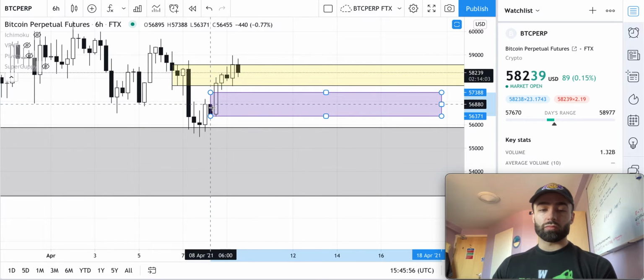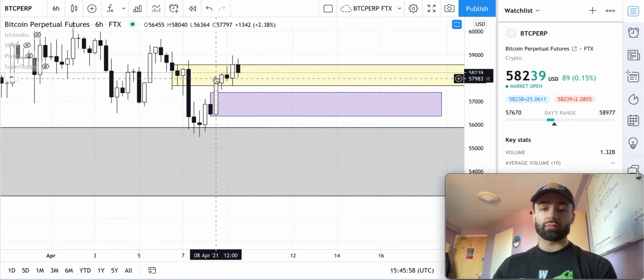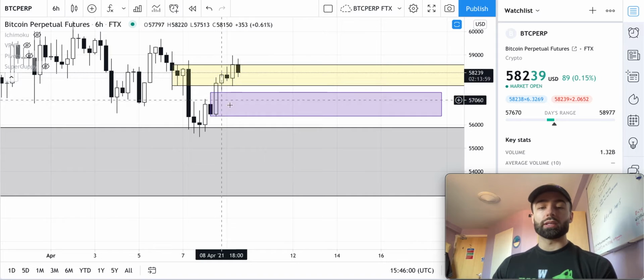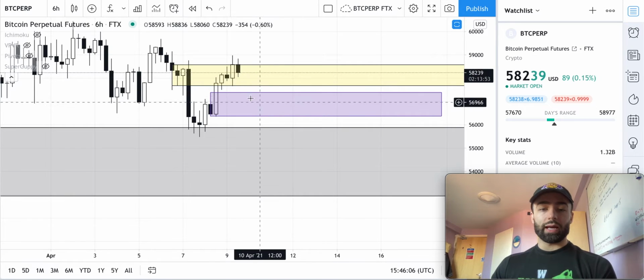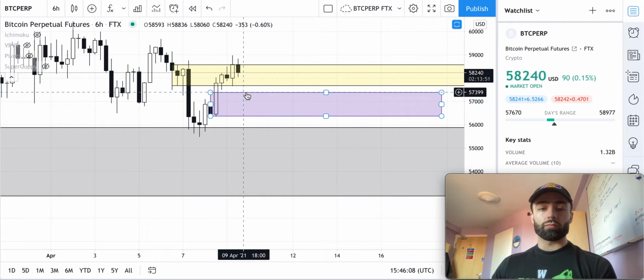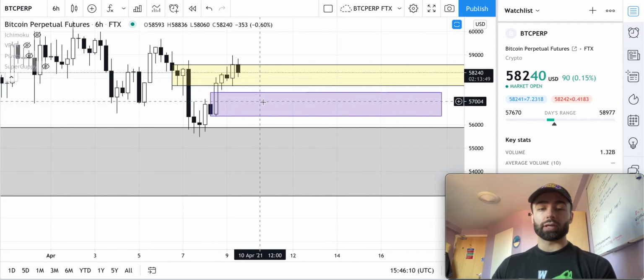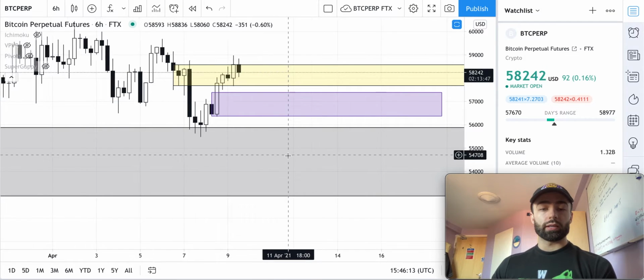So that means right here where people were selling, if the price comes back into this level, this is where people will end up buying some of their Bitcoin back, most likely. So that is the support level that I would be looking to add to my position.